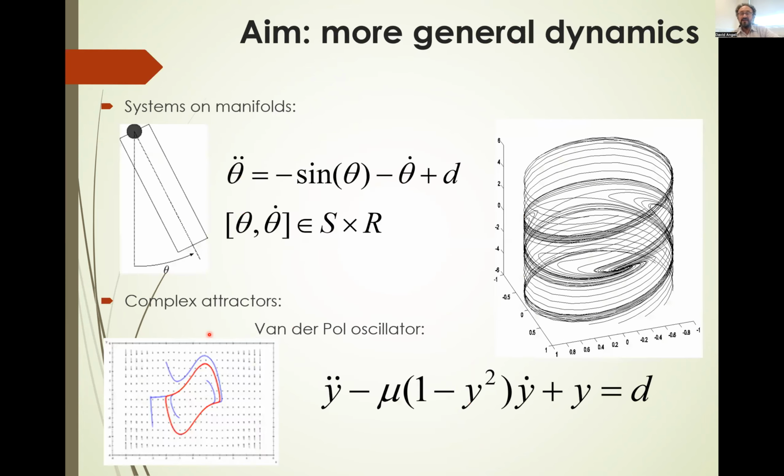So let's now dig into the systems we would like to study, okay? More general dynamics, for instance, the very simple equation of a pendulum. I might regard this as a system evolving on a cylinder. So theta is the angle, evolves in a circle, and theta dot is the speed, so it evolves in R.